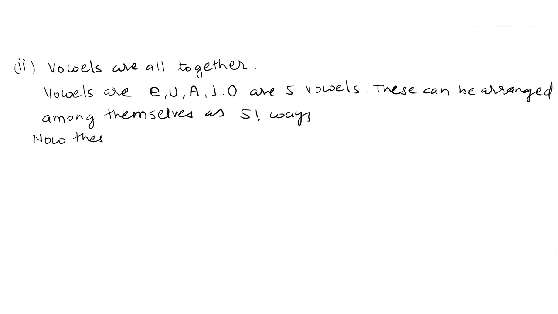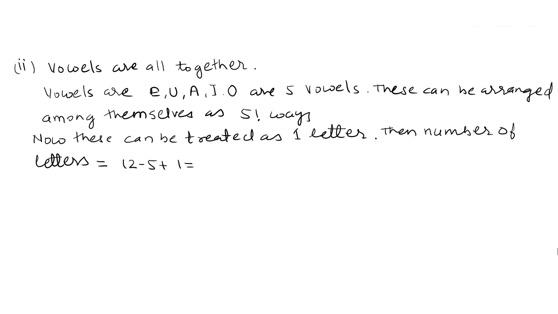Now these can be treated as one letter. Then the number of letters equals 12 minus 5 plus 1, equal to 8 letters. There are a total of 12 letters in PERMUTATIONS. We have used all 5 vowels as one letter, so we have subtracted 5 from the 12, and these 5 are treated as one letter, so we have added 1 to this. So this becomes 12 minus 5 plus 1 equal to 8 letters.